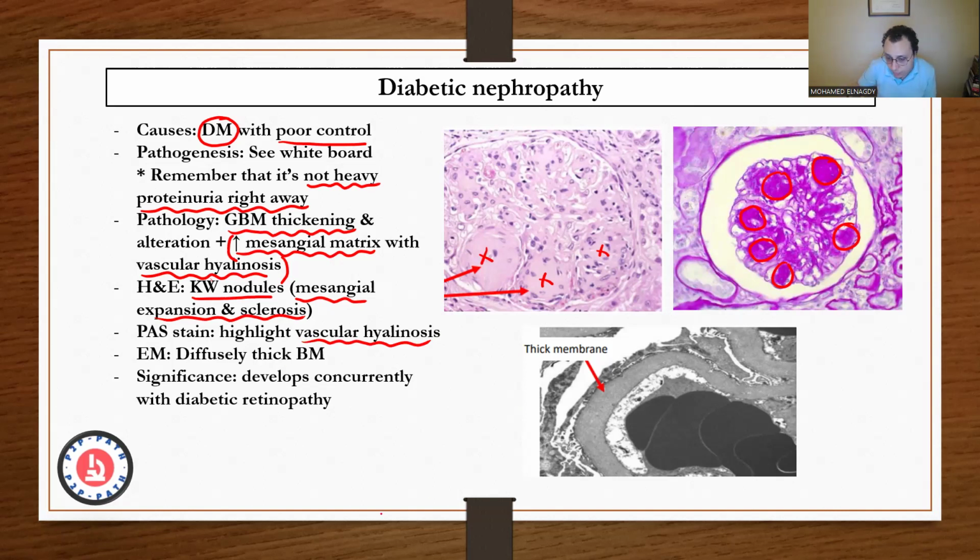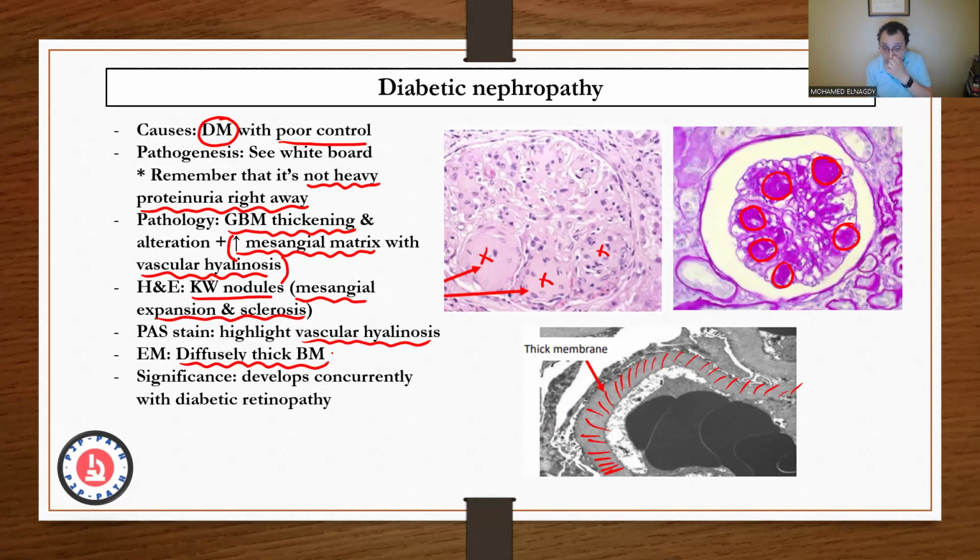And if you do electron microscopy, although it's not high yield, you will see a diffuse membrane thickening here. See how the membrane is extremely thickened, but it's not nodular. There are no deposits, no nodular deposits. There are no spikes. You just have a diffuse thickening of the membrane. This is what happens under electron microscopy. So diffusely thickened basement membrane.